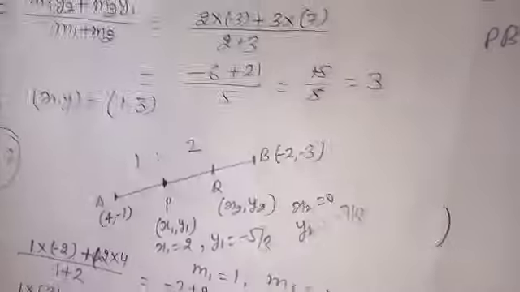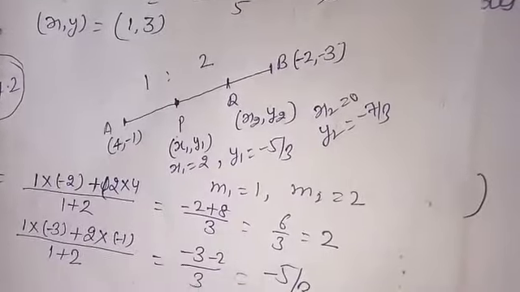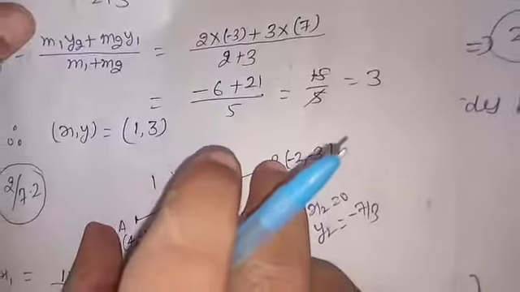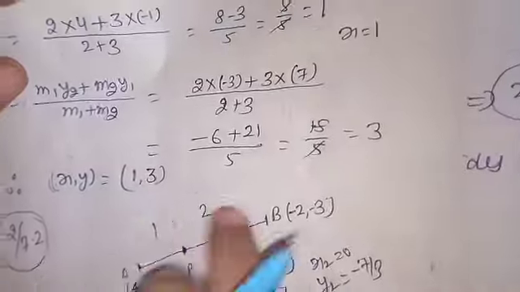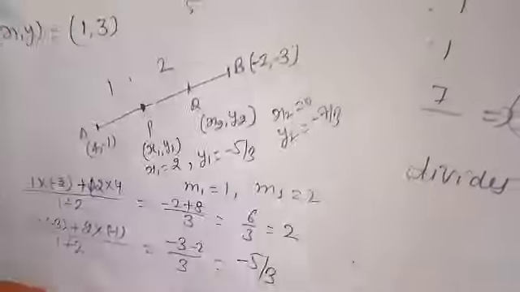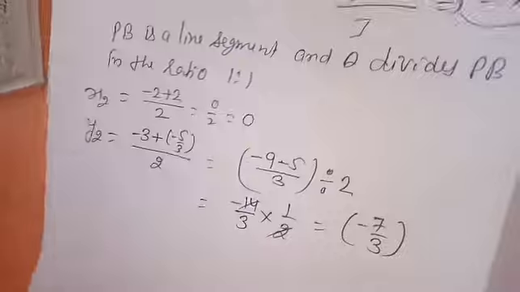You can find it another way also. This Q divides this complete line segment in the ratio 2:1. You can apply any method. Okay.